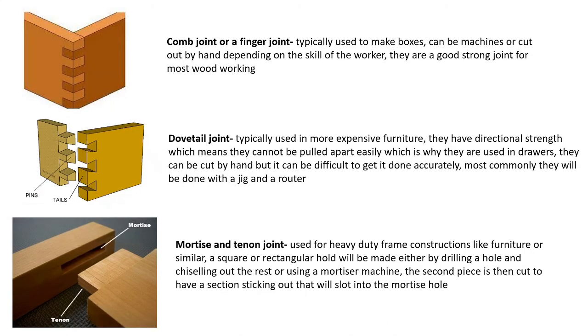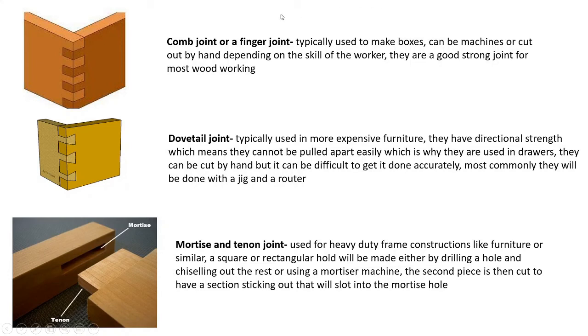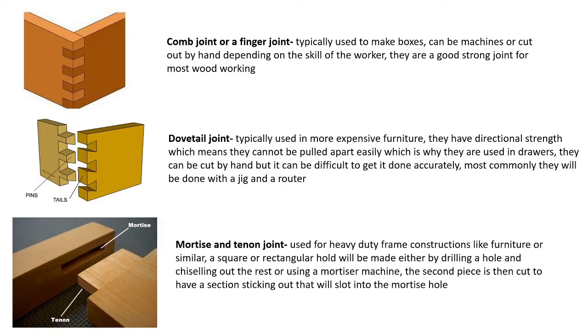Next, you've got what I would normally call a finger joint, but it's also being called a comb joint quite a bit now as well. So it's used quite a lot in boxes. It can normally be machined out by a CNC router, or it can be done by hand. It's not a massively complex one to do. It is very, very strong.